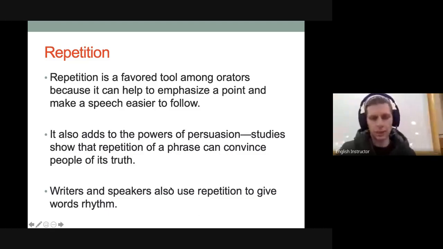Especially more so for a phrase, doing it gives that rhythm that some bits of writing and speech kind of need. It gives it more of a tone of lyricalness. Just kind of the flow fits a little better.